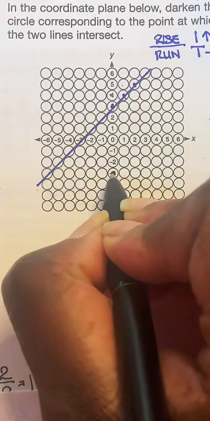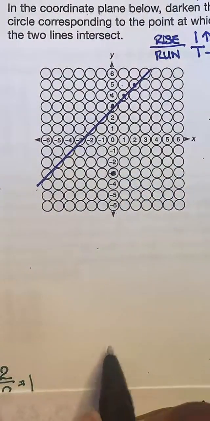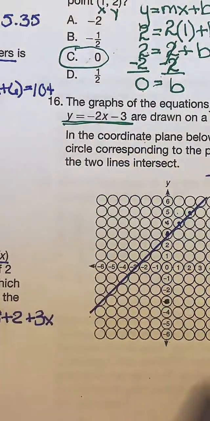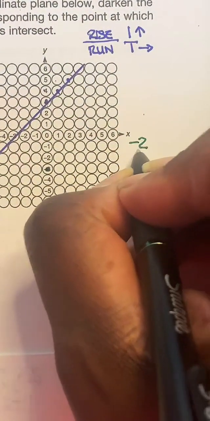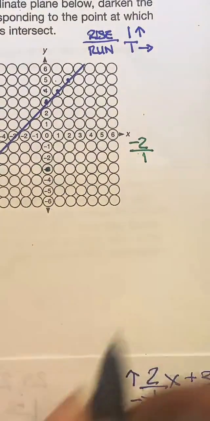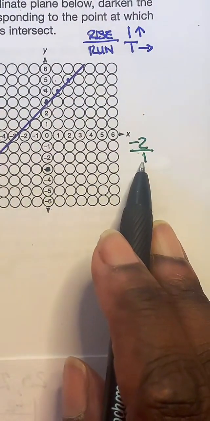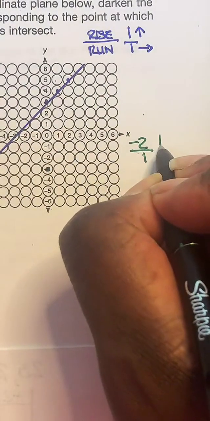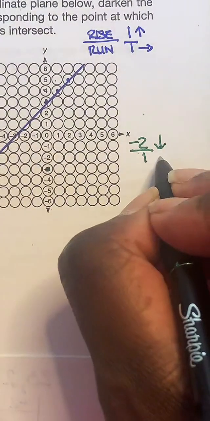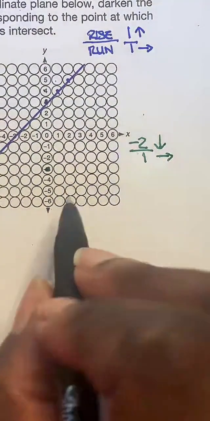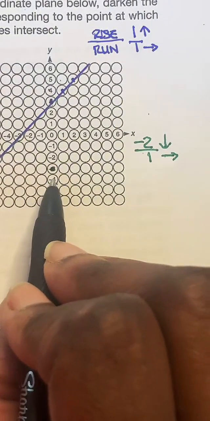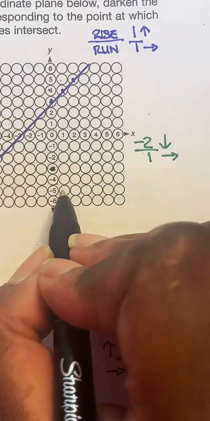I'm just going to put a little marking here. So now, my slope is a negative 2. So that means, let me put it down here, my slope is negative 2, and I'm going to put it over 1. Anytime it's a whole number, you make it into a fraction. So this is telling me I am going to go down 2 and to the right 1 from my starting point.